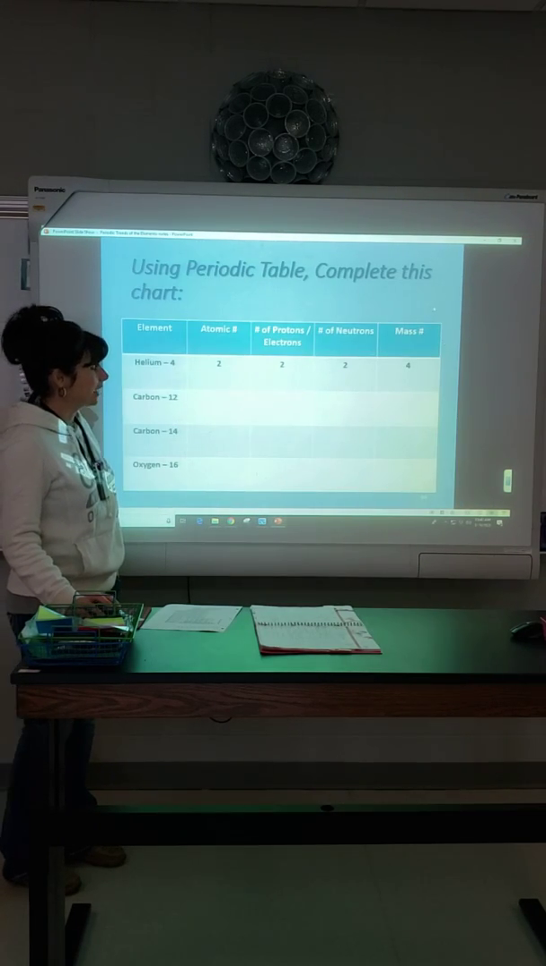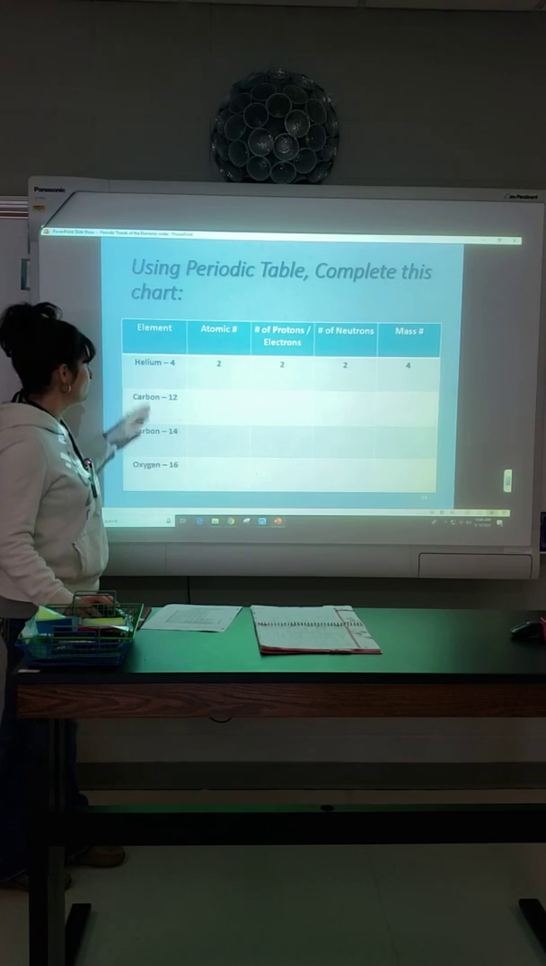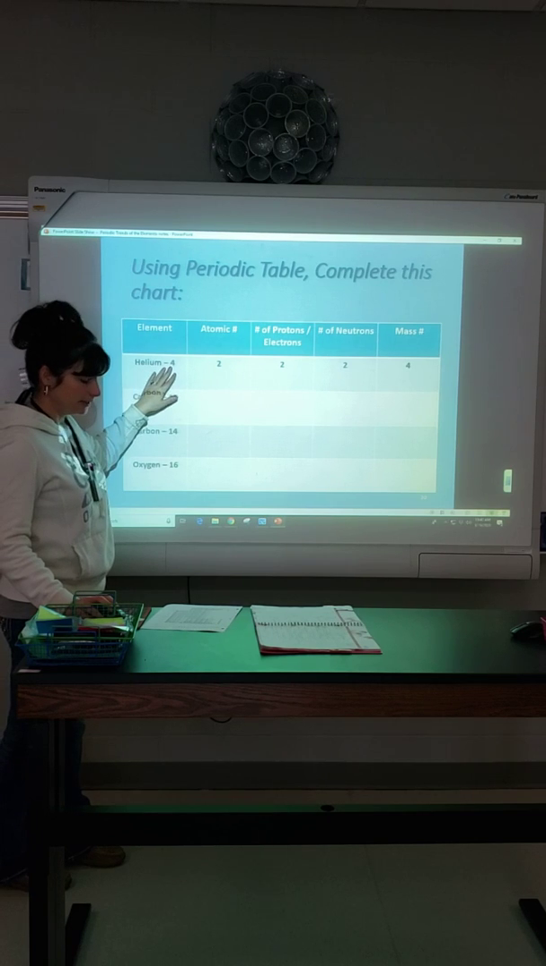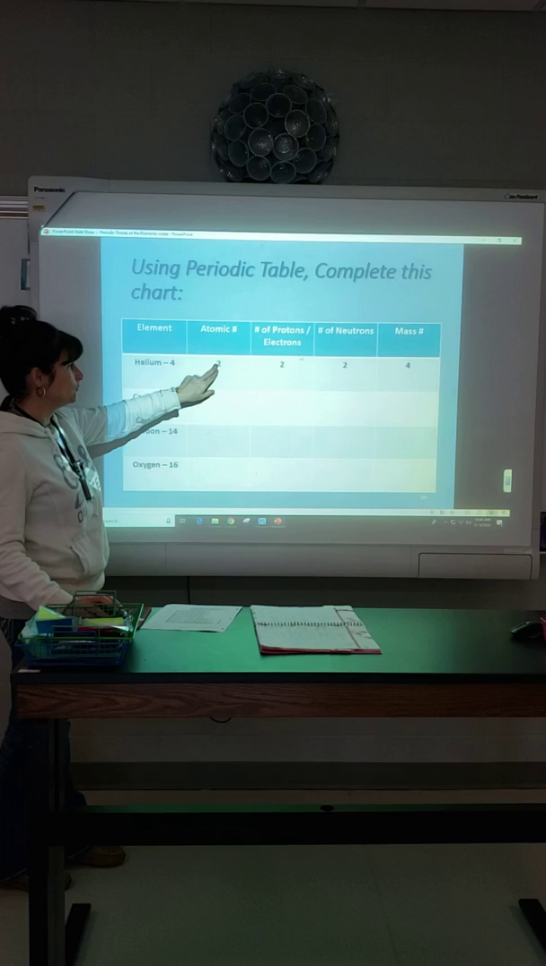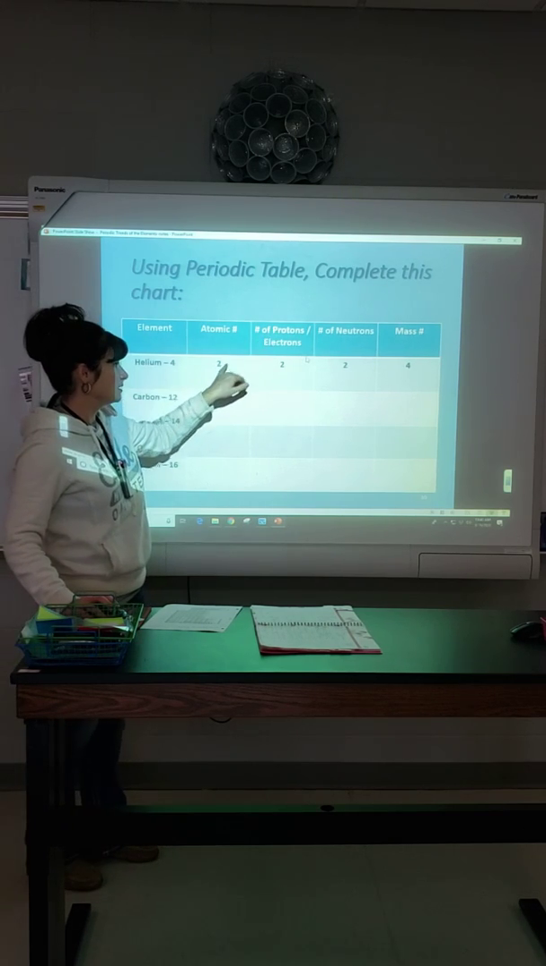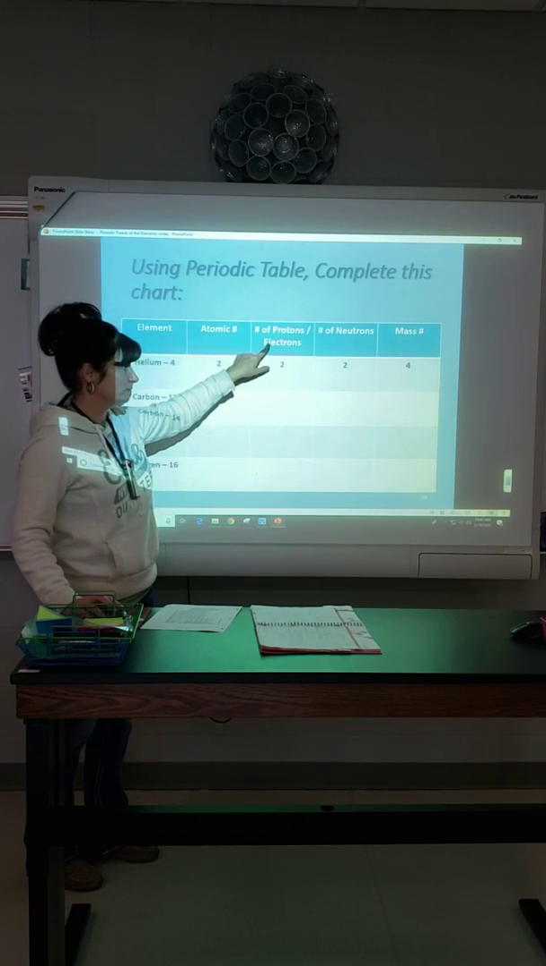Okay, so let's take a look at this. If you look at your periodic table, helium is in the top right corner, and it's done for you. The small number, the atomic number, is 2. The number of protons is 2. So by default, the number of electrons is 2.